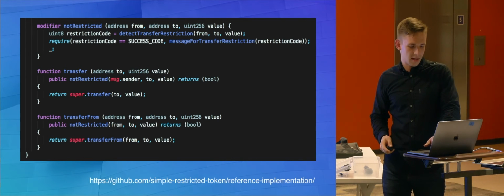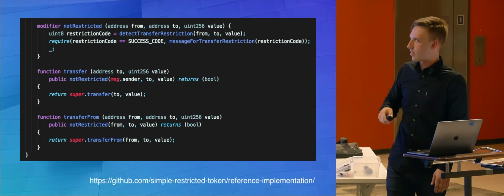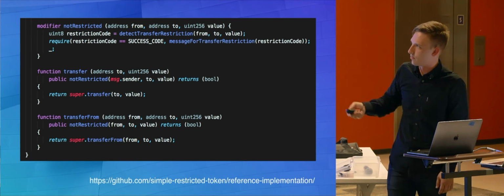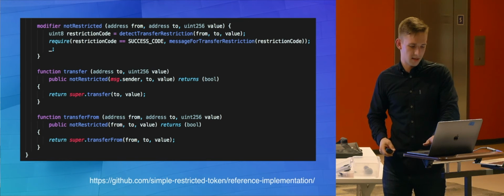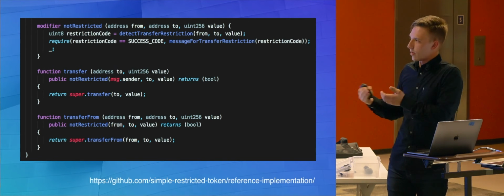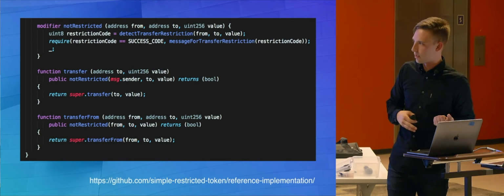And then if the transfer is restricted, it fails on chain because the predicate passed to the require does not suffice. So it's going to fail. We're not going to have an event log like we did with our token.